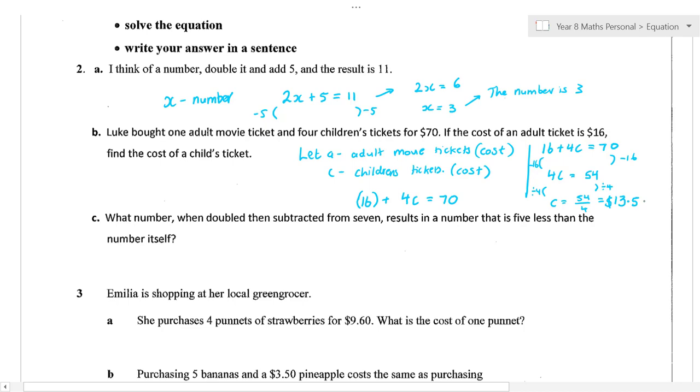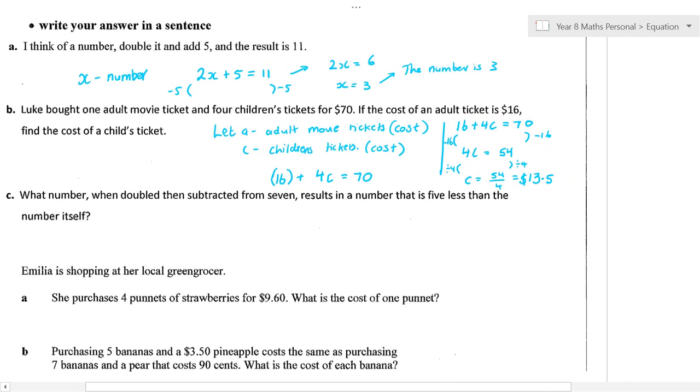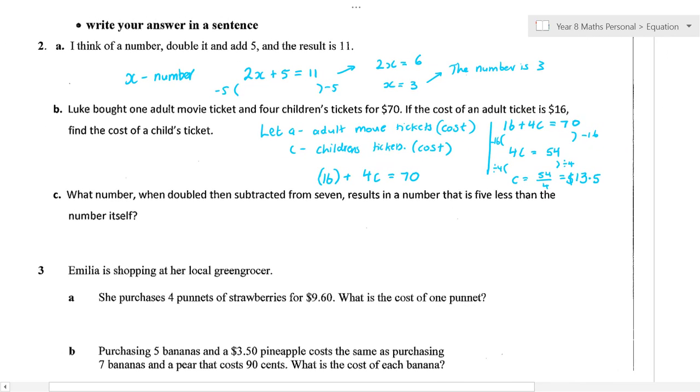Yes, very good. Okay, so what we're going to say is that find the cost of a child's ticket. So the cost of a child is $13.50. Okay?